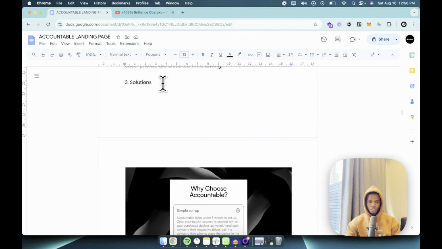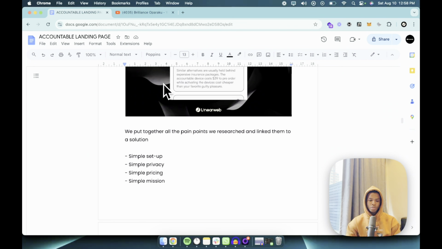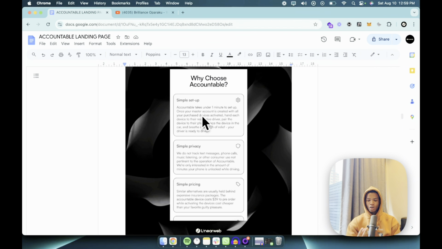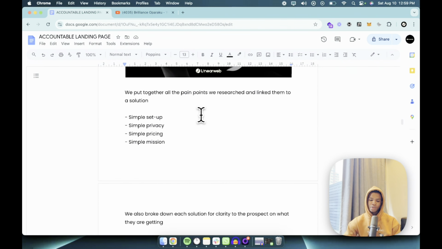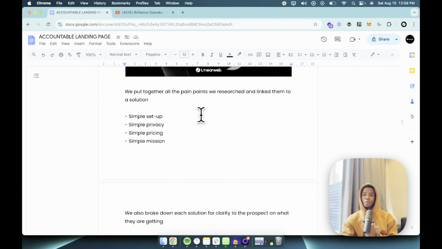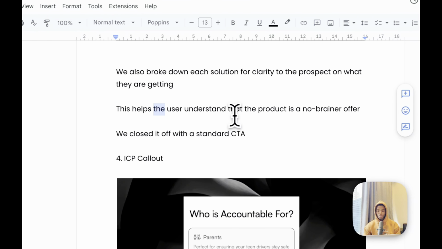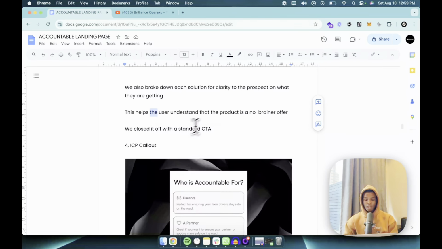So the next one here is the solutions. Basically, we put together all the pain points, researched them, and linked them to a solution. You can see here we have simple setup, simple privacy, simple pricing, simple mission. We also did an alliteration, I don't know if that's the right word, but it's SSSS. We just use S as the first word to give it that ear candy, right? And then we also broke down each solution for clarity to the prospect on what they're getting. This helps the user understand the product is a no-brainer offer. And we close it off with the standard CTA.